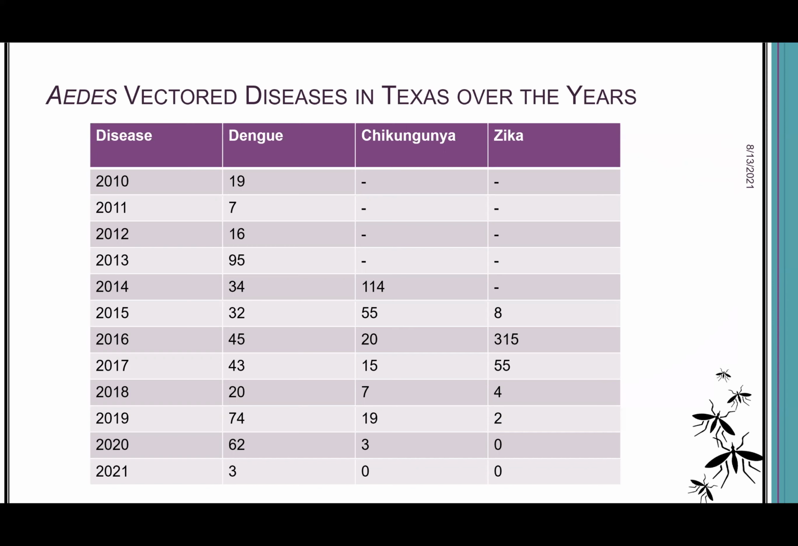So I did put dengue, chikungunya, and Zika all here together. Again, the diseases are on top and the years are down the side. In the most recent years, we've had dengue. Last year, we had 62 confirmed cases, and again, those are the ones that came and were tested by somebody. In 2019, there were 74. So we do have quite a few cases of dengue every year. These are all going to be travel associated, and most of the time they do fall in South Texas because there is dengue in Mexico.